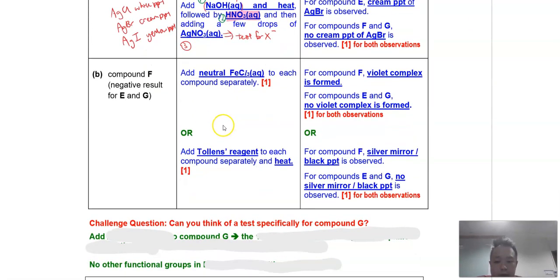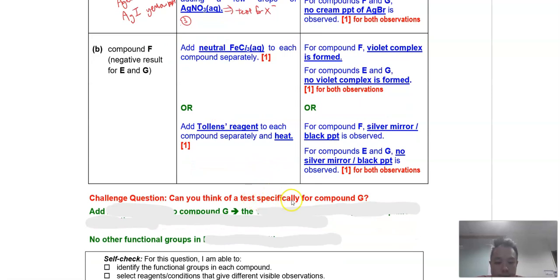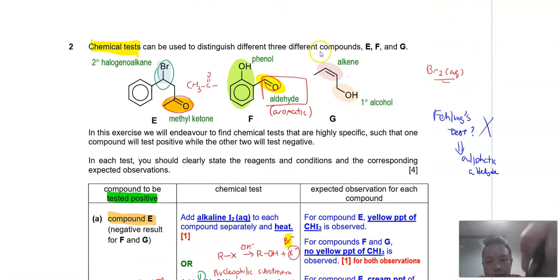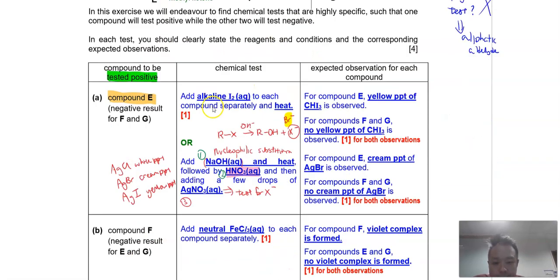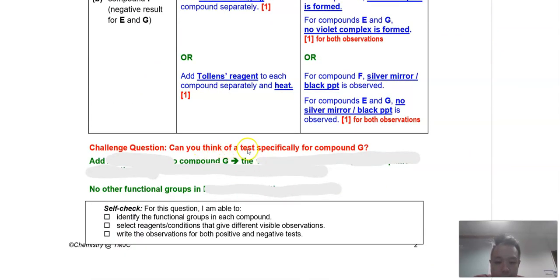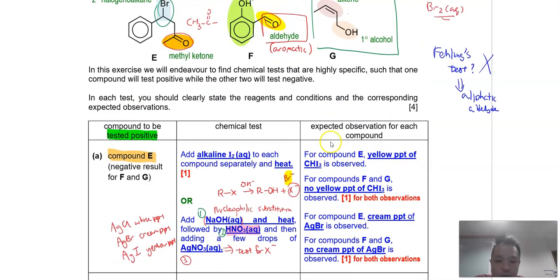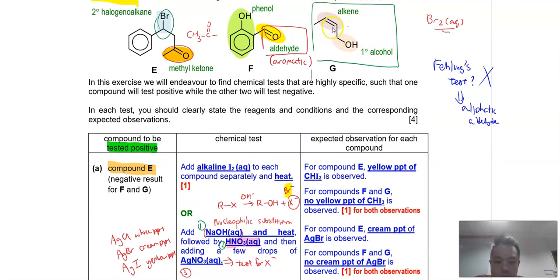I just have a quick question for you to think about. Can you think of a test that can be used specifically for compound G? If you think about compound G itself, what chemical test can you use that gives a positive result with G but a negative result for the rest? You can pause the video now to start thinking about it. So I repeat myself again. Can you think of a test specifically for compound G, that gives a positive test, and a negative test for the other two? You can pause the video, try to work it out, and when you're ready, you can resume playing the video.